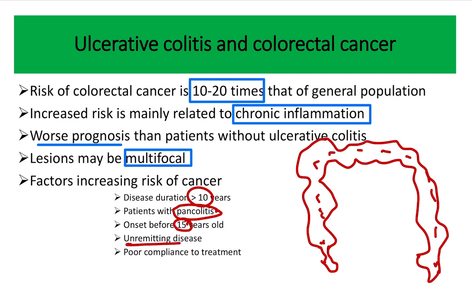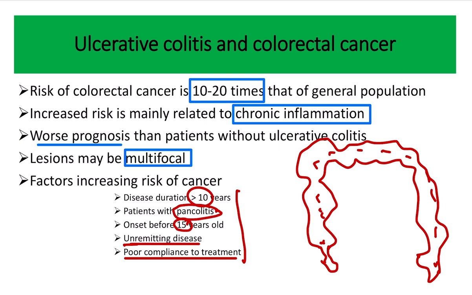Also unremitting disease, that means the ulcerative colitis continues with no remission phase. The patient takes oral drugs, IV drugs or other medication, but is not responsive to the conventional treatment. Then poor compliance with treatment is the same as unremitting disease, meaning the drug is not working. So these are the risk factors.